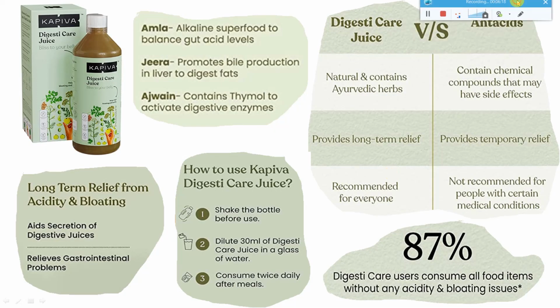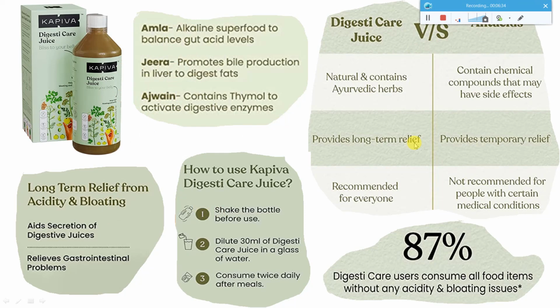Apart from that, even Kapiva has its product. This is the Kapiva Digestive Care Juice. It basically has amla, jeera and ajwain. These are very good for digestion. So in the long run, this will be very useful. It's a liquid which you just mix with water and take twice a day after meals.